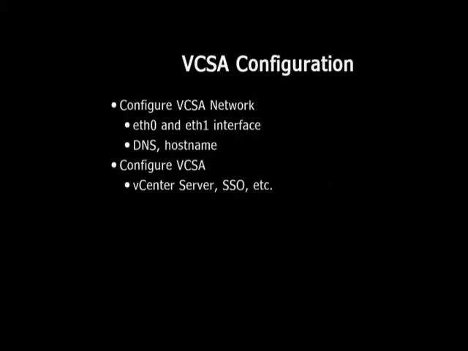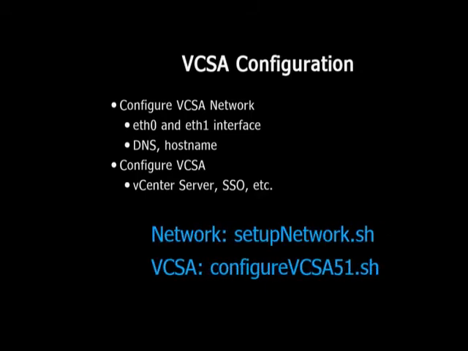Then for our VCSA configuration, we need to configure the two interfaces. We need to set up basic DNS hostname lookups on the appliance. And then the second portion of it is configuring the actual vCenter service, SSO, and the actual vCenter service. So here I have two really simple shell scripts that will automatically configure this for you.